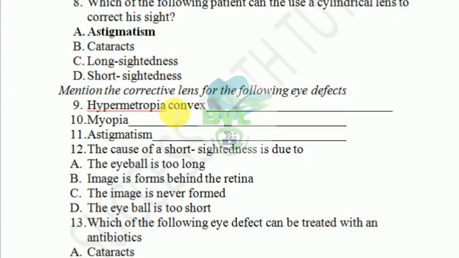All right, now for myopia, this one can be corrected using a concave lens. In this case here, the images are prematurely converged, so a concave lens will help to diverge the rays of light such that the image is now formed directly on the area of visual acuity. And astigmatism is corrected using a cylindrical lens.